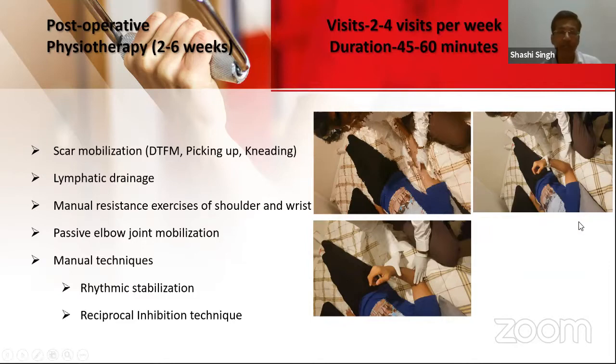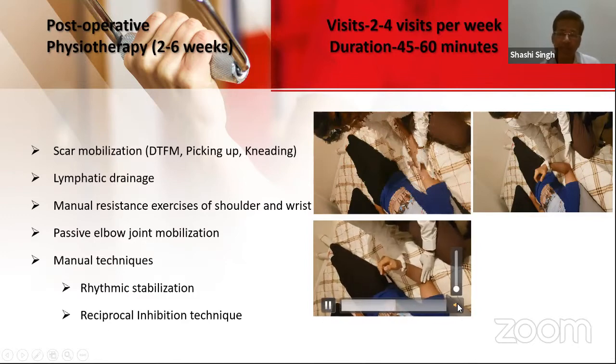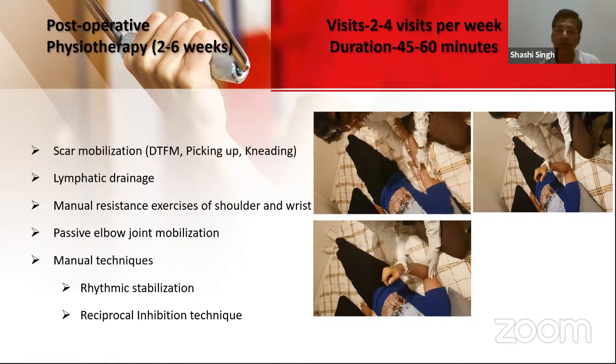The few techniques I usually use: first is rhythmic stabilization. Here I am doing rhythmic stabilization. In rhythmic stabilization, it is isometric contraction and relaxation of triceps and biceps. There is no movement at all, only isometric contraction of both muscles against the physiotherapist's resistance. This is called rhythmic stabilization.